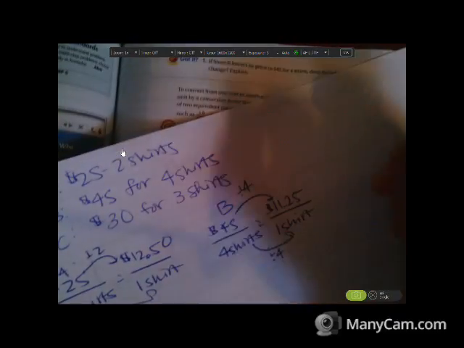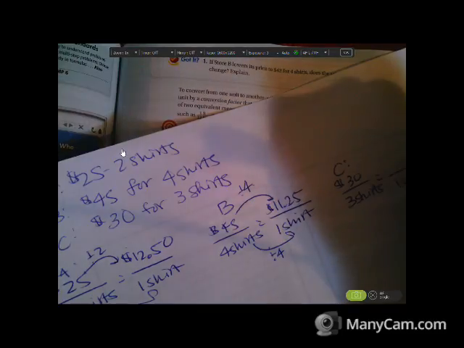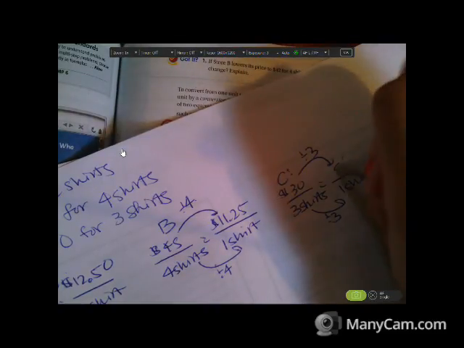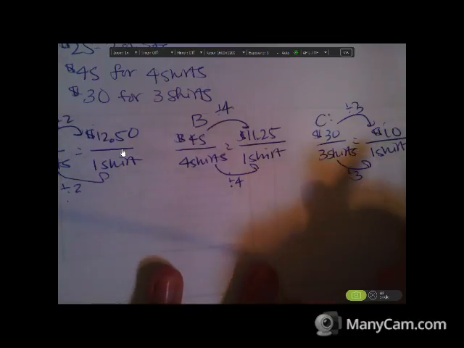So, let's see about store C. Store C is $30 for 3 shirts. I want to know the price of 1 shirt. So, 3 divided by what gives me 1? Divide by 3. I do the bottom, I do the top. So 30 divided by 3 is $10. So, which one's the cheapest? C. C is $10 per shirt.